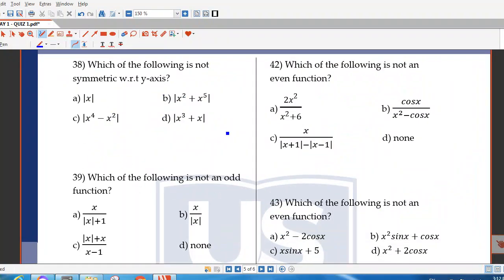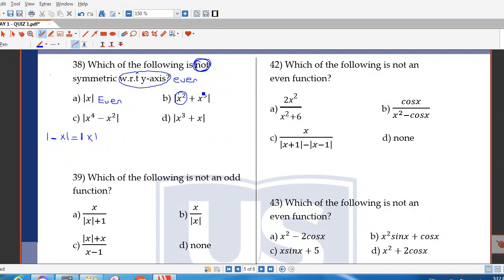Question 38. Which of the following is not symmetric with respect to y? Being symmetric with respect to y is the condition of even function. So actually the question is, which of the following function is not even? Absolute, and don't forget the property. We have a property like this. The absolute value of negative x, it cannot be taken outside, but at least we know that it is equal to absolute value of x. So it is an even function.